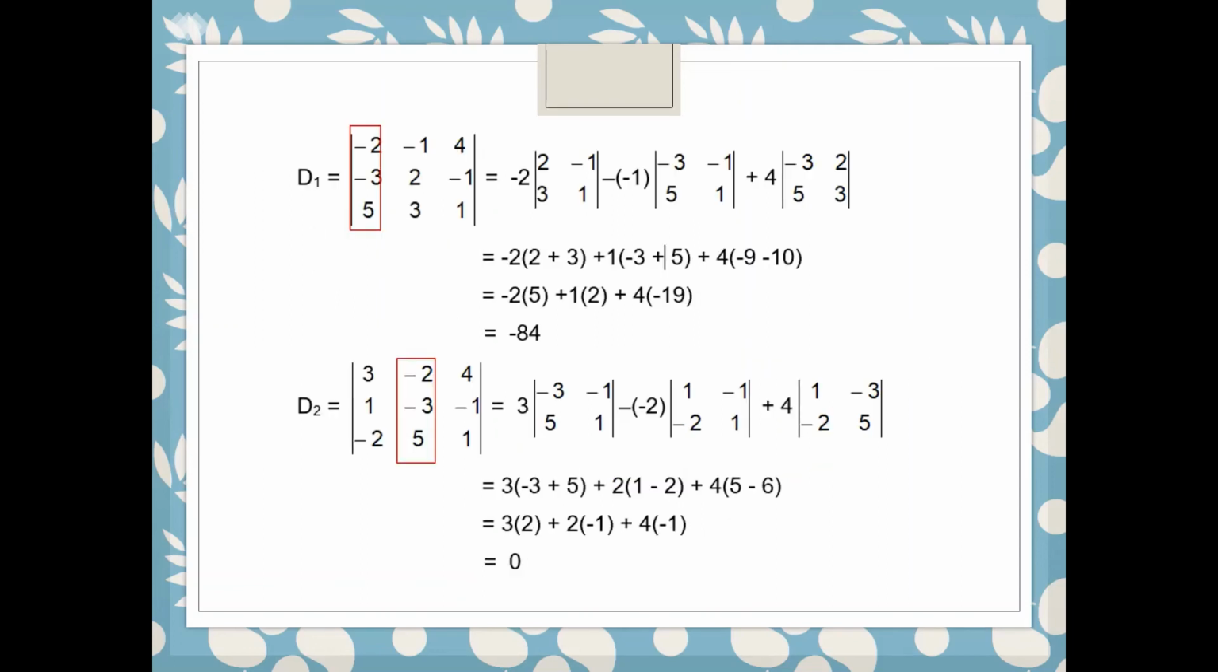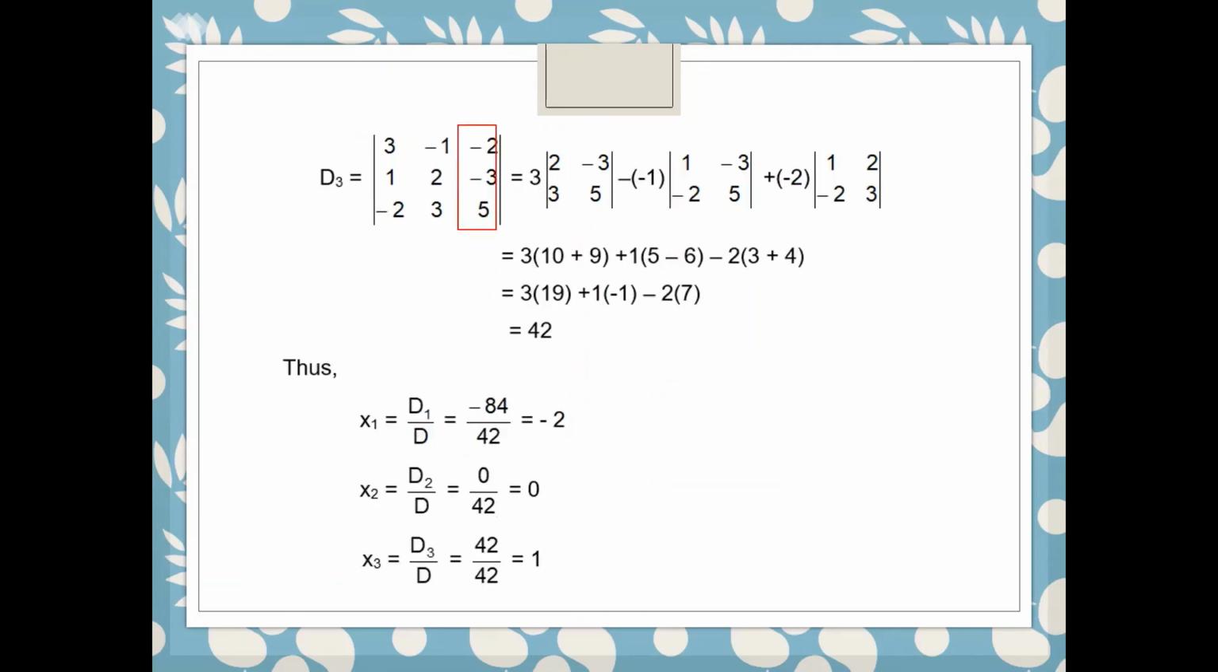As the variables involved are x1, x2, and x3, you need to find the answer for d1, d2, and d3. d1 refers to determinant formed by replacing the first column of matrix A with matrix B. By solving this determinant, you should obtain negative 84 as the answer. Next, d2 refers to the determinant formed by replacing the second column with matrix B. By solving this determinant, you should get 0 as the answer. Proceed with d3, which refers to determinant formed by replacing the third column of matrix A with matrix B. Solving this determinant, you should get 42 as the answer.